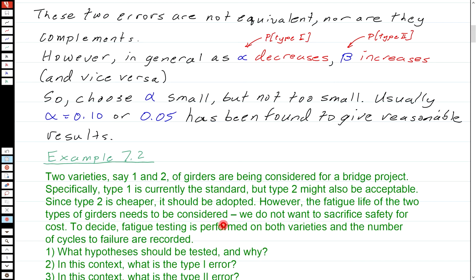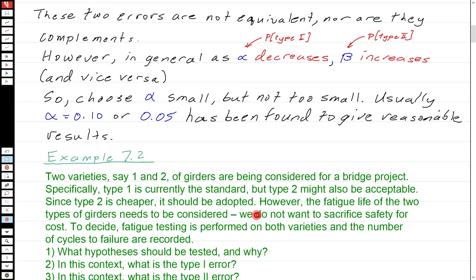Okay, so let's illustrate this with an example. Let's suppose we have two girders being considered for a bridge project. Currently, girder number 1 is the standard and is an acceptable product. It gives reasonable levels of safety for the bridges. But type 2 might be acceptable, and since it's cheaper, it should be adopted. But we don't know so much about type 2 yet, so we want to check on the fatigue life of the two types of girders first.